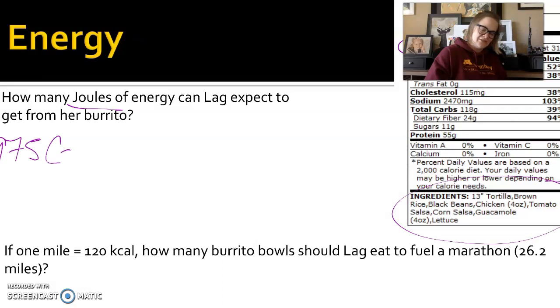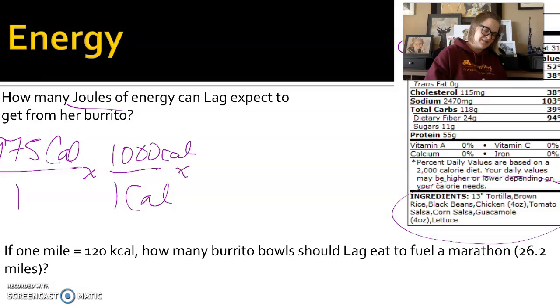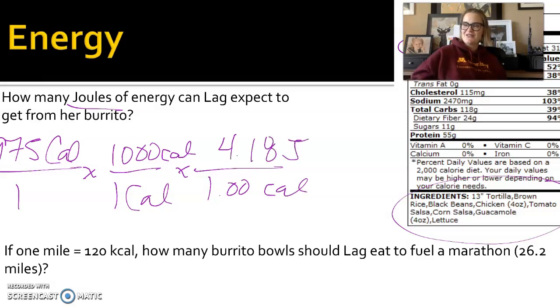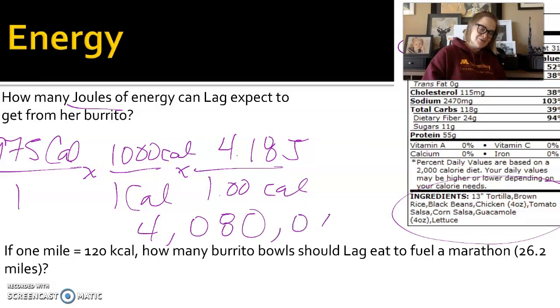So 975 Calories. I'm going to put this over 1. In 1 big C Calorie that's on a food label, there's 1,000 little calories. And then in 1 little calorie, there's 4.18 joules of energy. So if this were to show up on a food label somewhere across the globe, I take in 4,080,000 joules of energy when I have my Chipotle.